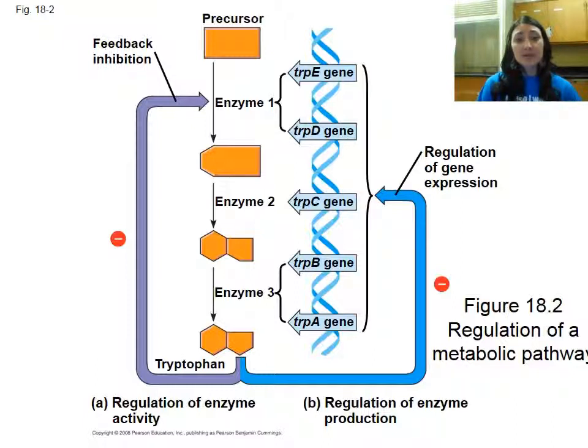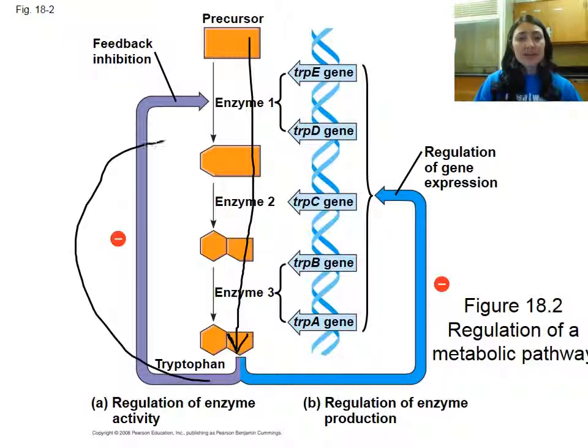So we go through a series where you have tryptophan E, D, C, B, and A genes that are going to code for specific enzymes that take you from precursor all the way to your final product, which is tryptophan. Well, if that gene gets turned on, you're going to be making tryptophan and making tryptophan and making tryptophan. Eventually, you're going to have a surplus of tryptophan in that particular cell.